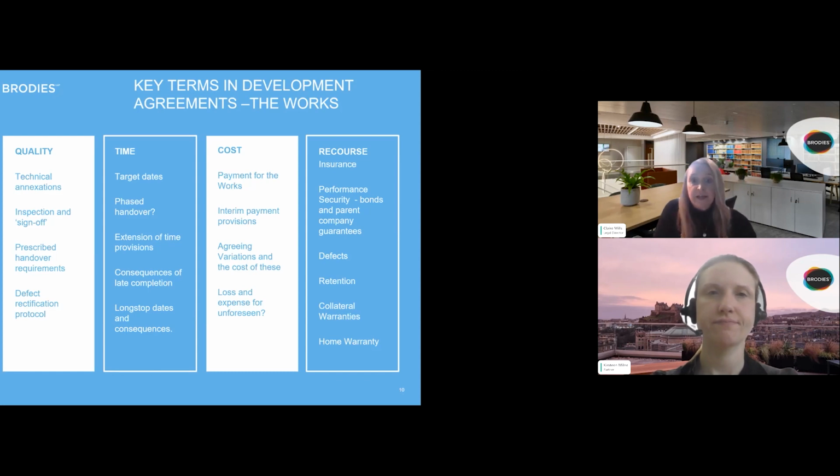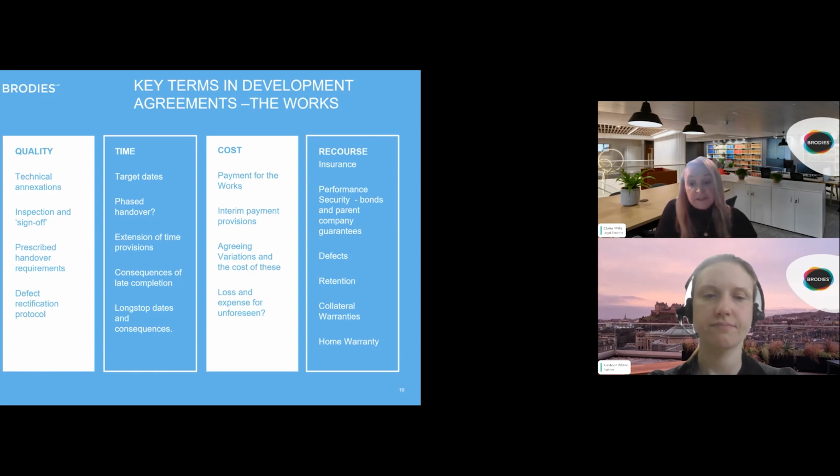Now, finally, recourse is an issue which I'm going to focus on in the next few slides. That can cover insurance arrangements, rectification of defects, the provision of collateral warranties, performance bonds, parent company guarantees, and these should usually be catered for in the development agreement.